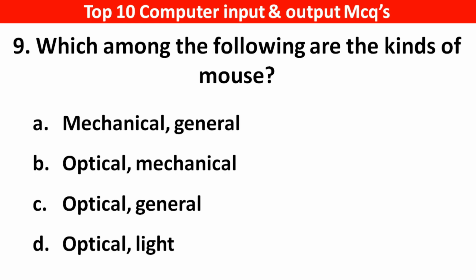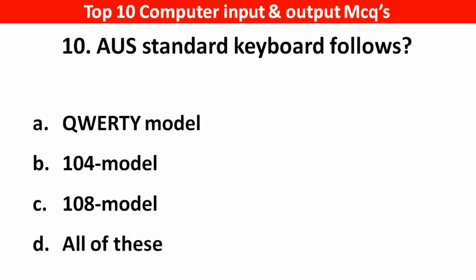Next question. Which among the following are the kinds of mouse? Options A, mechanical general. B, optical mechanical. C, optical general. D, optical light. Right answer is option B, optical mechanical. Next question. A US standard keyboard follows. Options A, QWERTY model. B, 104 model. C, 108 model. D, all of these. Right answer is option A, QWERTY model.